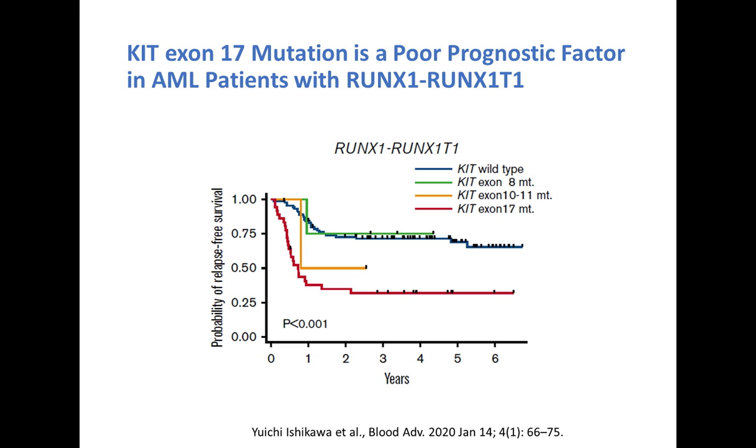The next one is the RUNX1-RUNX1T1 translocation, and also coincide with Kit exon 17 mutation. It will become a poor prognostic factor. You can see that red line with Kit exon 17 mutation compared with the blue line, the Kit wild type, the survival rate is worse.